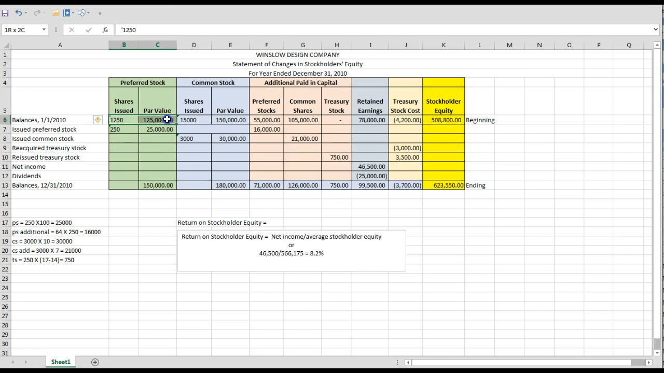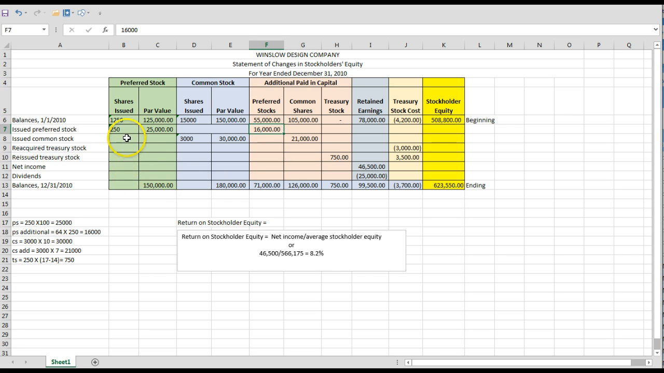The numbers across the top are directly out of the problem on page 881. These are your beginning balances. Then we start doing the adjustments for the year. The first thing we did was issue preferred stock, 250 shares at $164 with a par value of $100. So 250 times $100 comes to $25,000 for the par value. For the additional paid-in capital, 64 times 250 is $16,000. That gets posted right there.